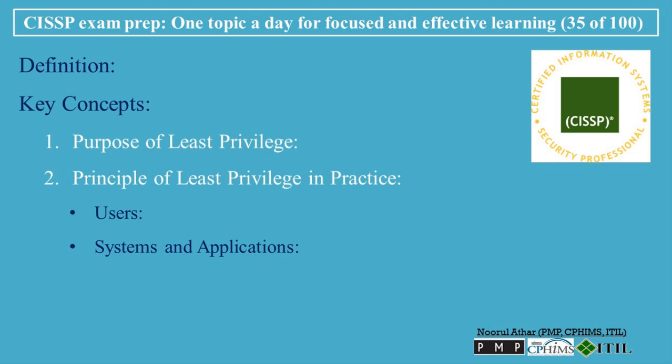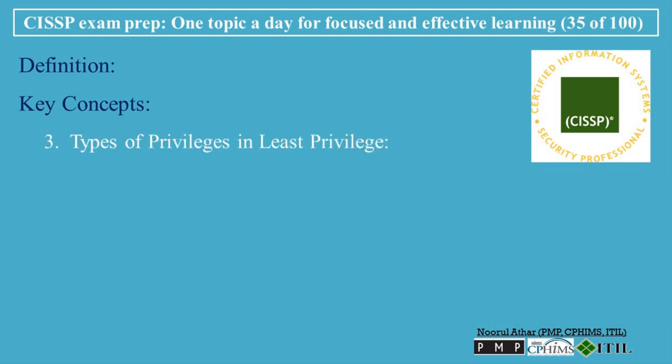Systems, applications, and processes should run with the lowest level of privileges necessary. For example, web applications should not run with full administrative rights, but rather with restricted permissions to reduce the risk of an exploit affecting the entire system. Devices like servers and network appliances should only be able to perform the functions they are intended for, and access should be restricted to authorized personnel.